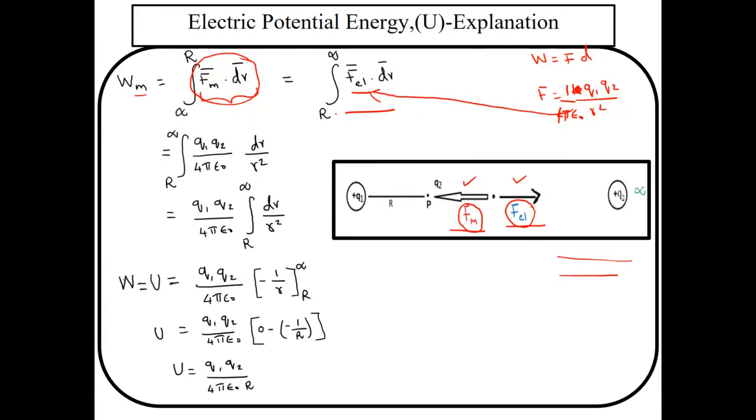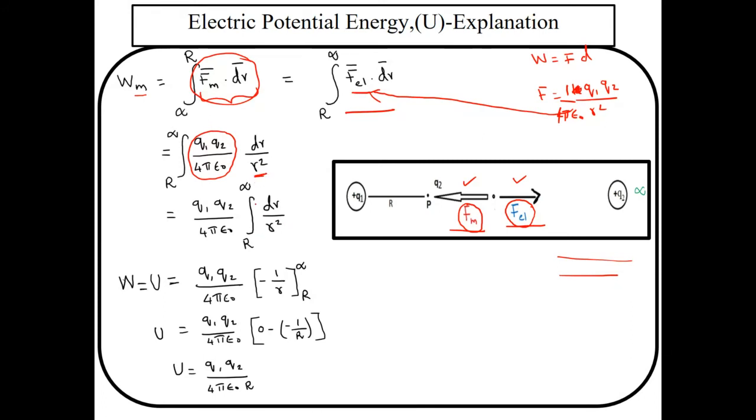So now my limit is exactly from R to infinity, because the force by myself is from infinity to R, but the electrostatic force is from R to infinity. Now I'm going to take all the constant terms outside the integration, because you already studied in calculus 2 that whatever constant you have, you can take it out of the integral.